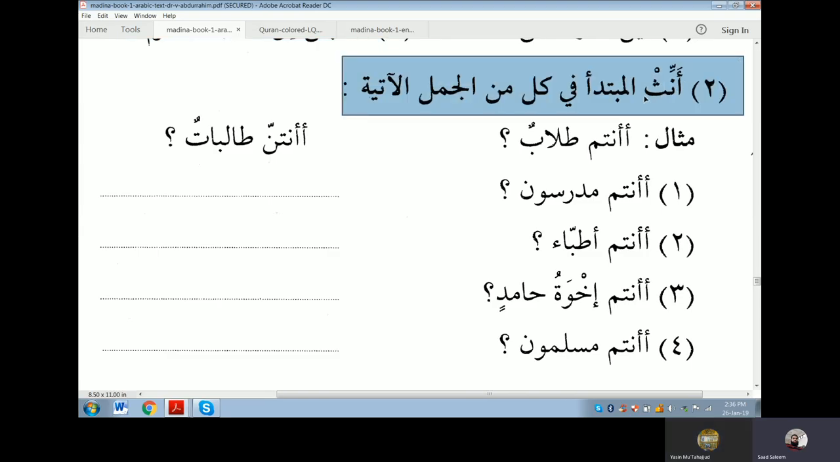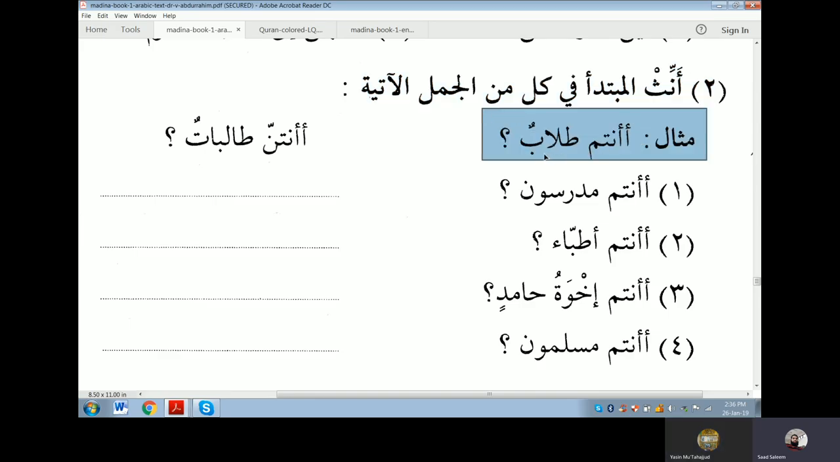Next we have: Anis al-muqtada fi kullin min al-jumal al-atiya. Anis means make the subject feminine in all of the following sentences. For example, in the first example we have: A antum tulabun, are you all students? You know that antum is used for masculine plural only, and tulab is also used for masculine students only. So the feminine of antum is antunna. And the feminine of tulab is talibatun.